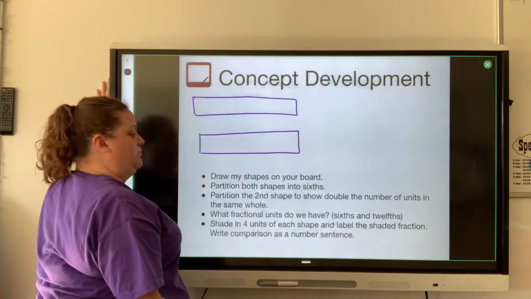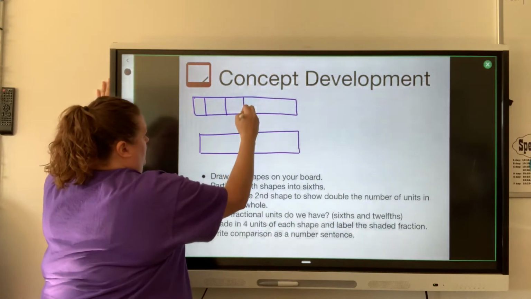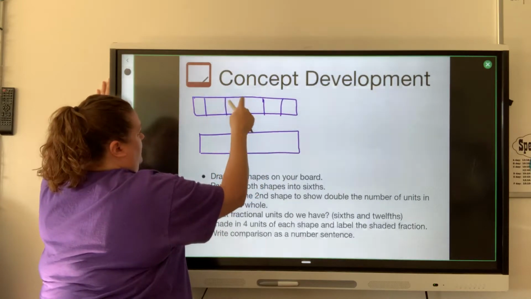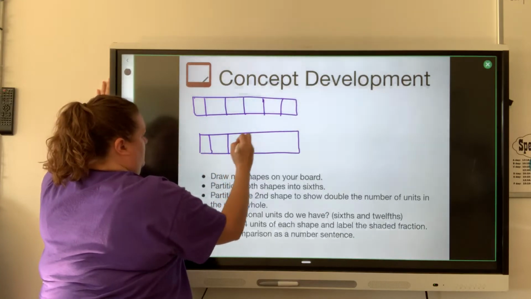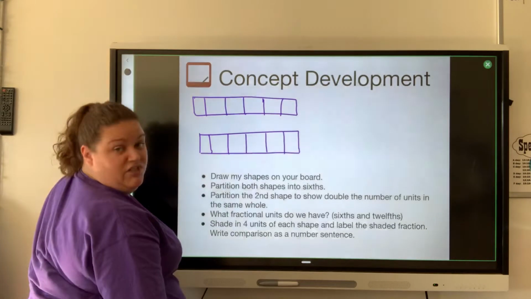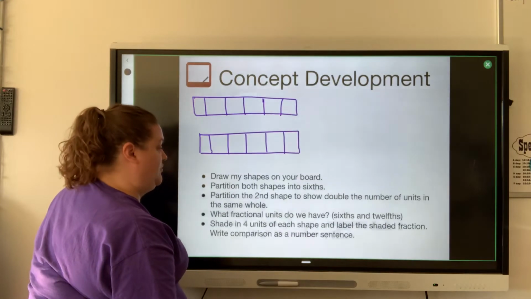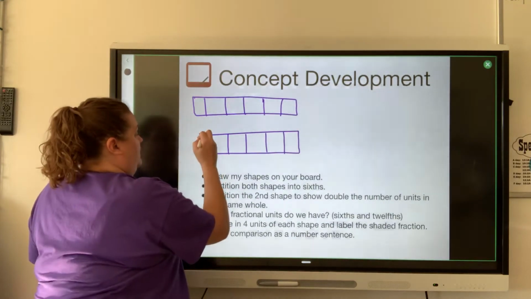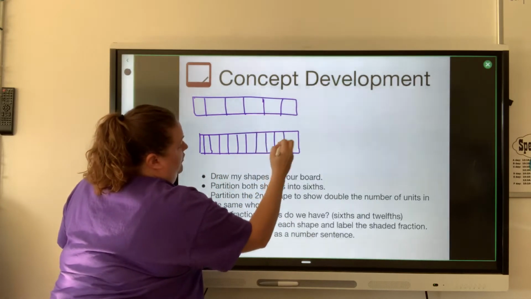It says partition both shapes into sixths. 1, 2, 3, 4, 5, 6. And that would give me 6 pieces. So I partitioned and I broke each shape into 6 pieces. Partition the second shape to show double the number of units in the same whole. So then I'm going to draw an extra line in between each box. So that's going to give me double the amount.